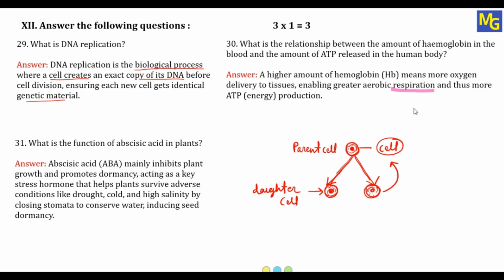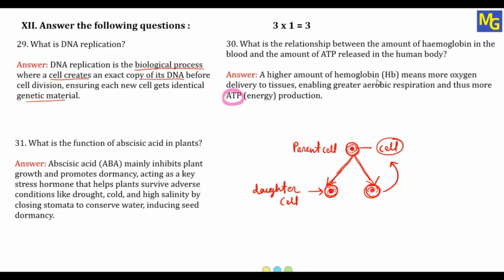Respiration means what? Burning of glucose. And whenever the glucose is burned, ATP is generated. What is ATP? It is nothing but energy. Adenosine triphosphate. That is nothing but energy. Energy is stored in the form of ATP. So remember, ATP is nothing but a form of energy. So whatever glucose food gets burned in the cells, it produces energy which is stored in the form of ATP.